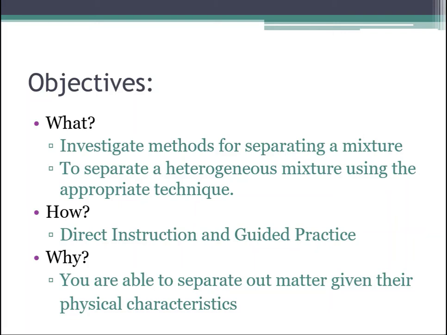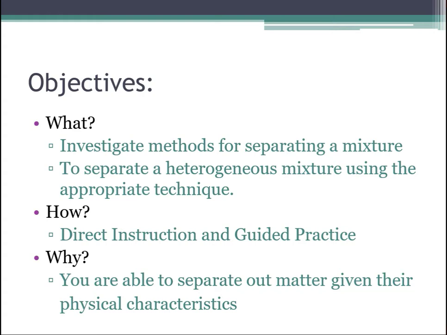Hello, chemistry students. In our last video, we talked about different classifications of matter. And the first level of classification was to separate between a pure substance and a mixture. In this video, we're going to focus on how to separate out those components in a mixture.